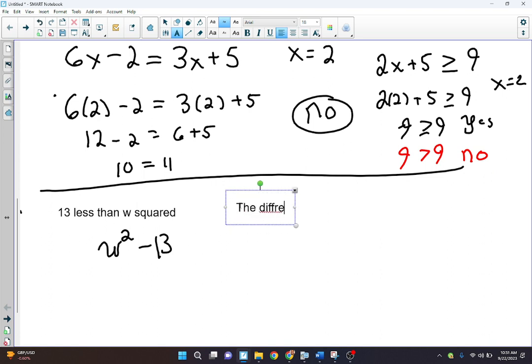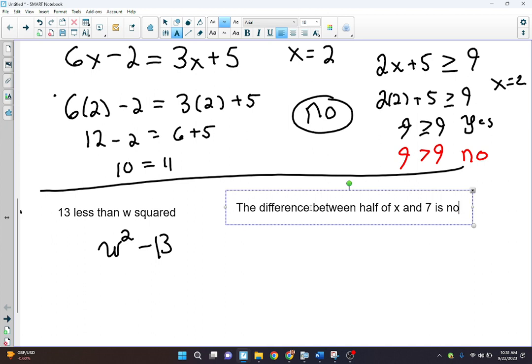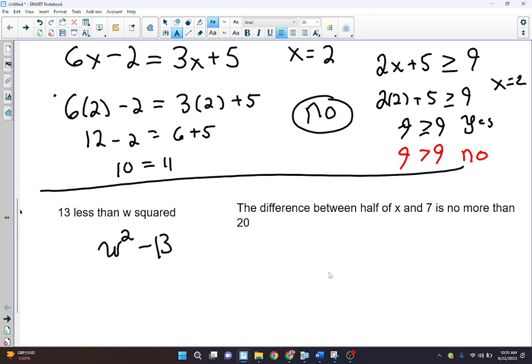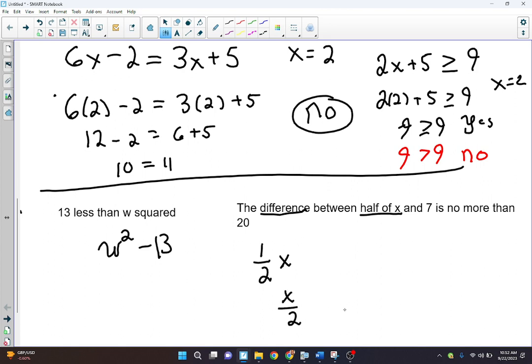The difference between half of x and 7 is no more than 20. Right. The difference between half of x and 7 is no more than 20. So in this scenario, the difference tells me it's a subtraction problem. Half of x, you could think of it as 1/2 times x. You could also write it as x over 2. Those are the same thing.